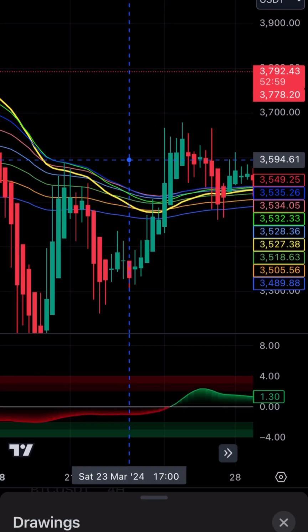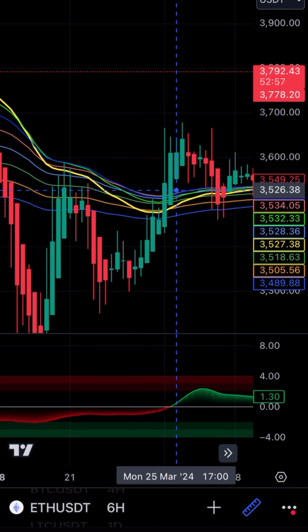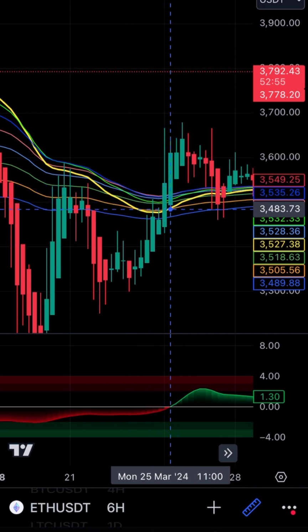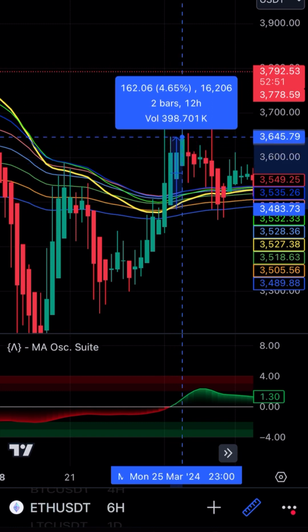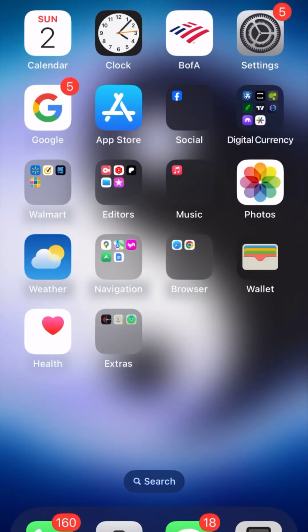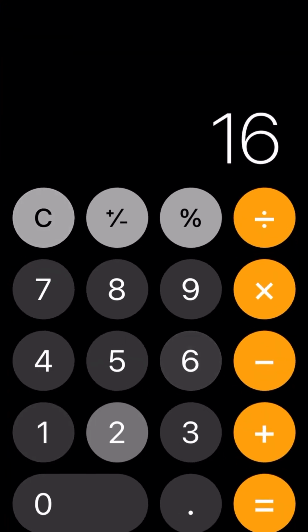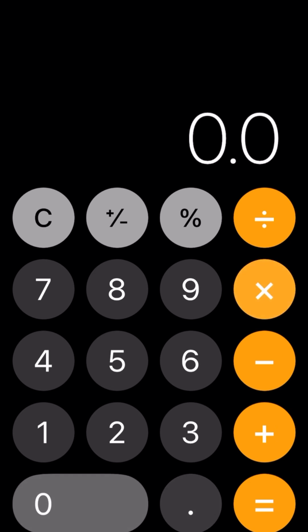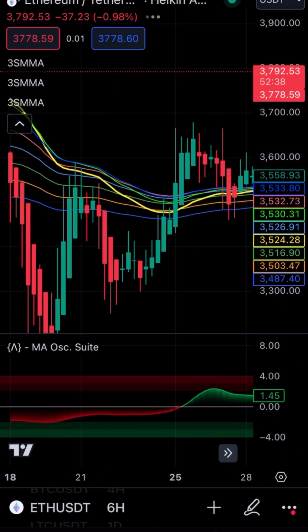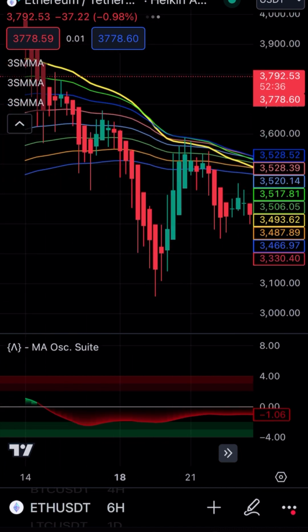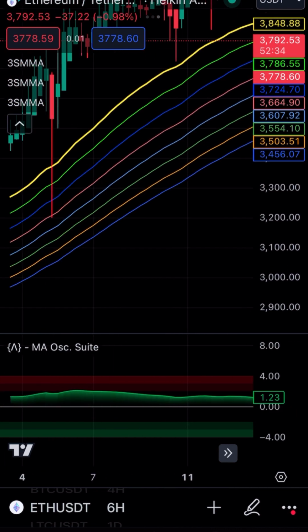Let's just see this one right here. It crosses right here. You could ride this out for 12 hours. 16,206 is your pips. 16,206 times 0.05. This is $810. Let's just do two more on the 6 hour here.